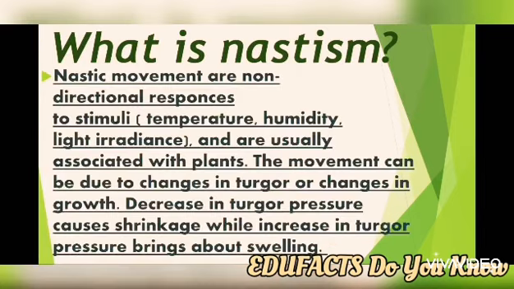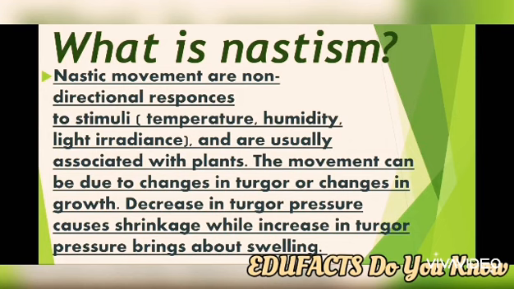What is Nastism? Nastic movements are non-directional responses to stimuli like temperature, humidity, and light irradiance, and are usually associated with plants. The movement can be due to changes in turgor or changes in growth. Decrease in turgor pressure causes shrinkage, while increase in turgor pressure brings about swelling.